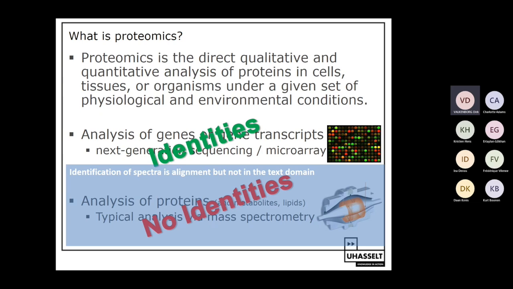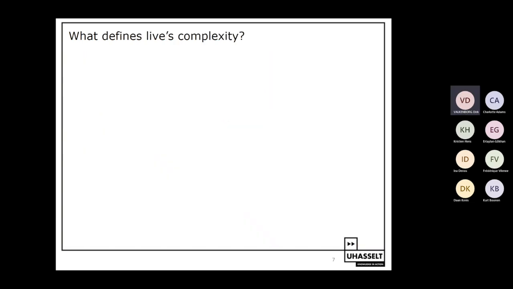The only difference is that we are not aligning in the text domain, but we're trying to align stuff in the spectral domain. That will complicate things tremendously. But don't worry if you don't understand this completely. We will explain this further on the slides. So let's first have a look at the biological context.